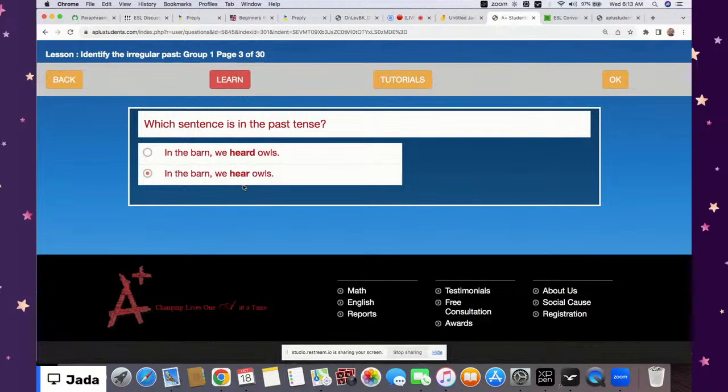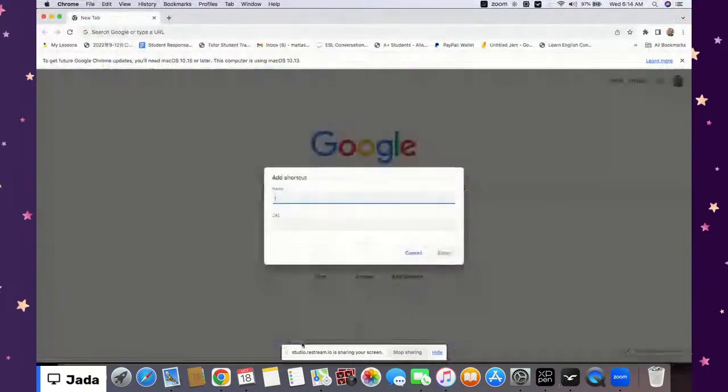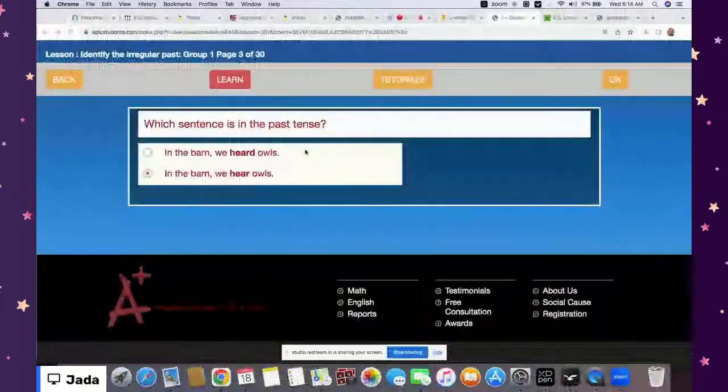So heard or hear for past tense. So actually it's the first one. Yeah, the first one, heard, okay? So we have heard for the past. That's the first one.